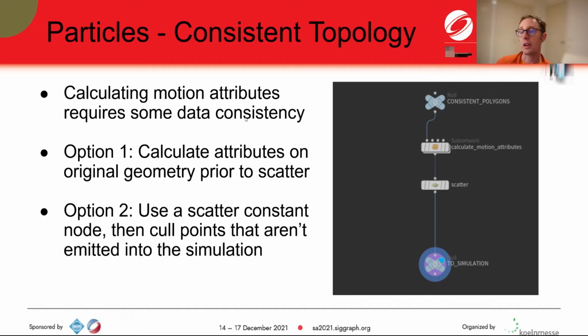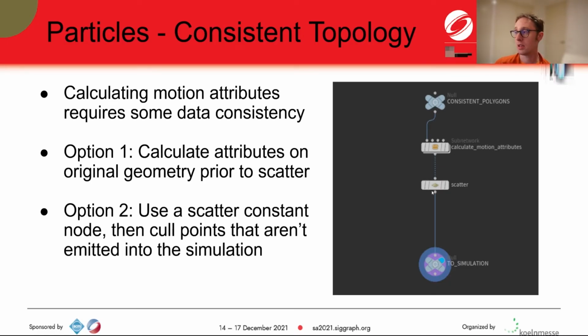So in order to calculate motion attributes, you do need some consistent source. If you have ID, you can use that. It's very unlikely that you would have ID on a source. And so you're sort of left with two options from there. You can calculate the motion attributes on the polygons first and then scatter, or you can use a scatter constant setup and then cull the points down that you're not using.